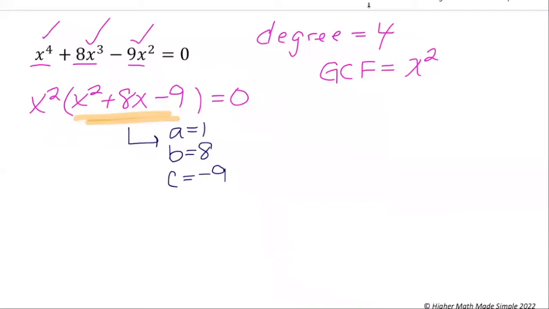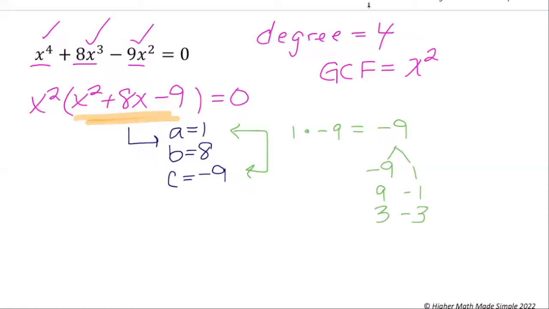So the AC method is we're going to multiply A and C together. How about green? Right, so 1 times -9 is -9. We're going to create a factor tree of the A times C. So we can do -9 times +1, or +9 times -1, or +3 times -3. And I don't have to bother writing -3 times +3.